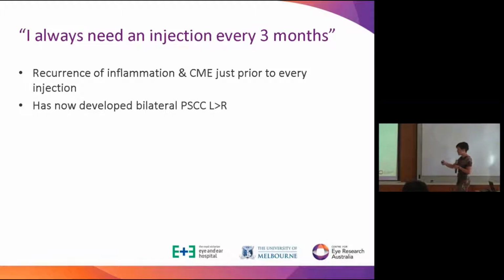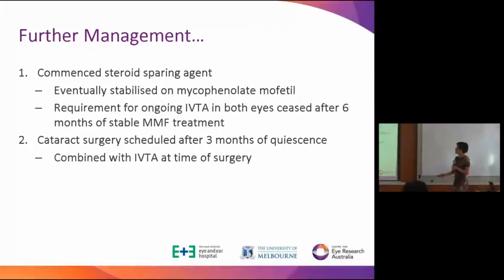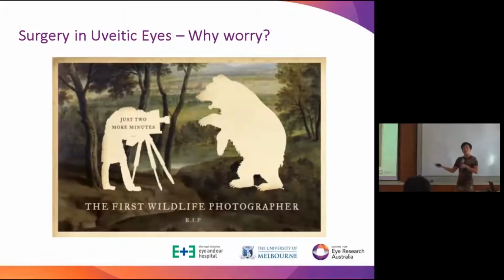So what did I do? I commenced her on mycophenolate. Her requirement for the triamcinolone injections ceased after 6 months, so for the first time she didn't need recurrent injections. I scheduled cataract surgery after 3 months of quiescence, and because of her history of cystoid macular edema, I also gave her triamcinolone at the time of surgery. She did really well.